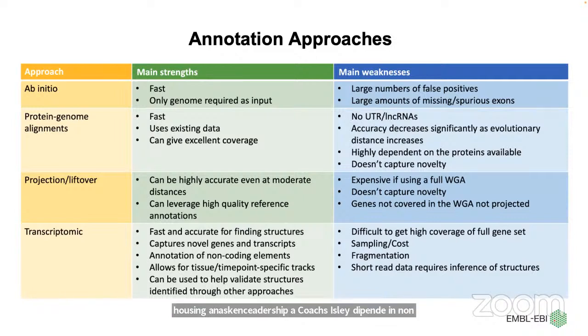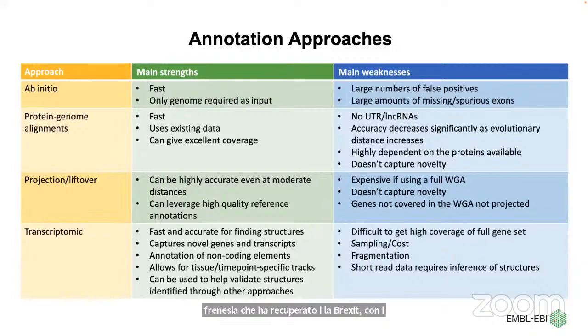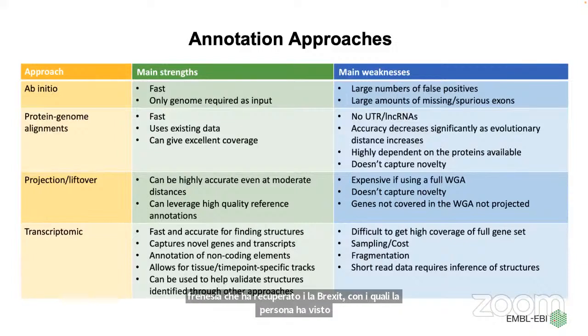The third method is projection and liftover, which means mapping the information from a reference genome. This can be highly accurate even at moderate distances, and it can leverage the high quality reference annotations. The weakness of this method is that it could be highly expensive if you are using whole genome alignment, and it doesn't really capture novelty, as the genes which are not present in the reference genome will not be projected to the target genome.